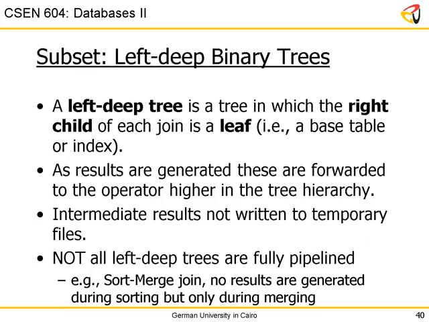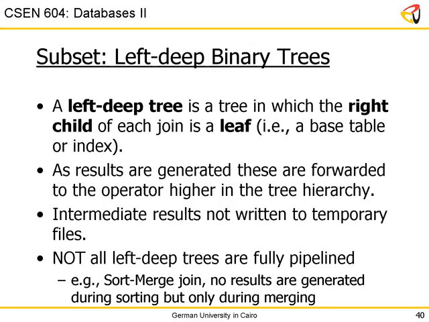A left deep binary tree is a tree in which the right child of each join is a leaf. So it's skewed to the side. Why are we doing it this way? Because since this is a leaf, it is going to be a relation, and at the end, these trees are fed the relations from the bottom. So if it's skewed to the left and always has a leaf to the right, I can always feed a leaf through the right child.